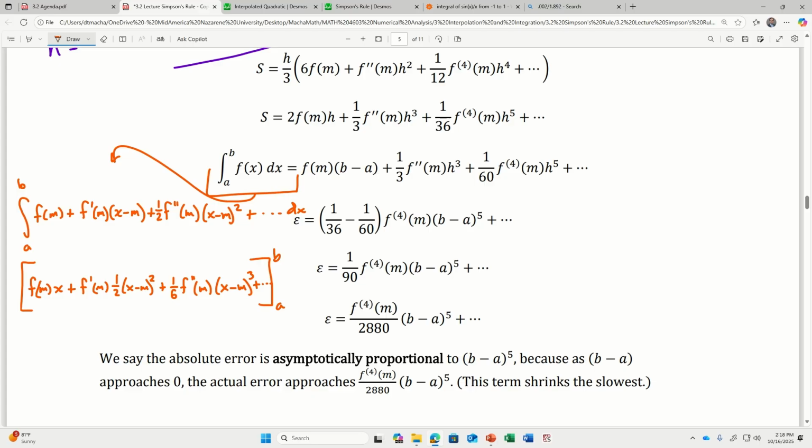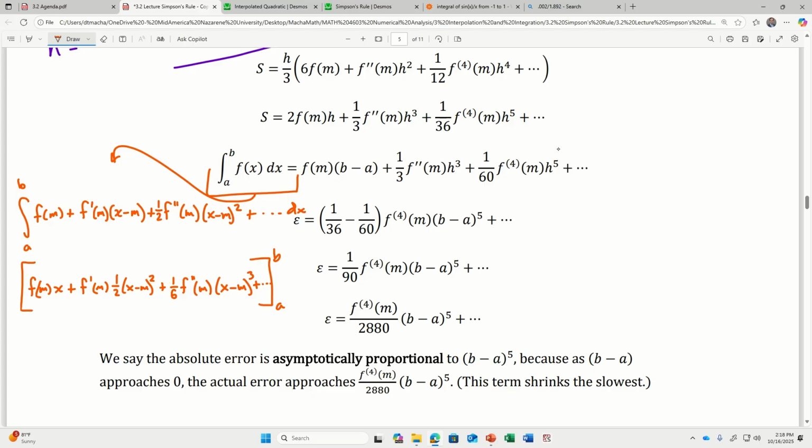So now whenever I plug in the b here, I get b minus m squared, and b minus m is like h, so that's h squared. And then I'm going to plug in the a, and I get a minus m, which is like a negative h, but a negative h squared is still positive h squared, and then I'm going to subtract those. So all of these terms are going to end up getting canceled out, and you're only left with the odd powers of h.